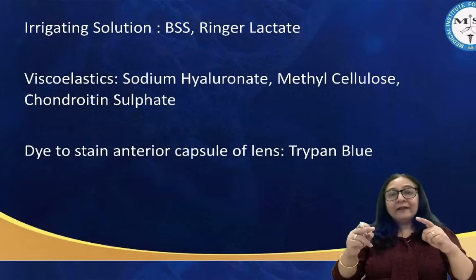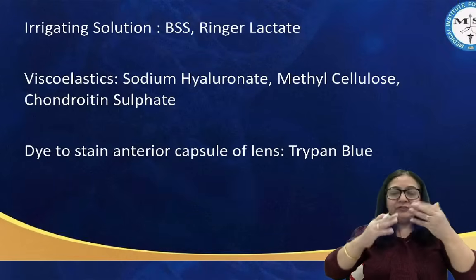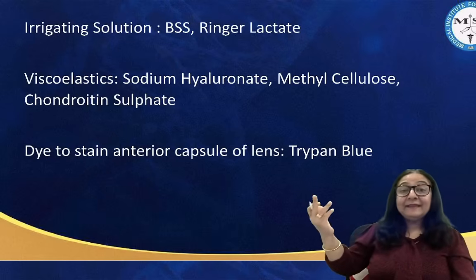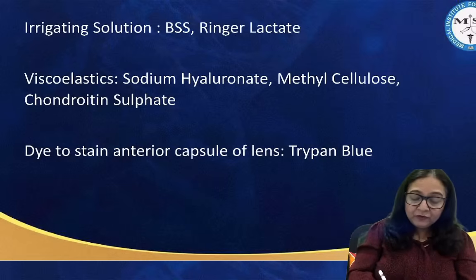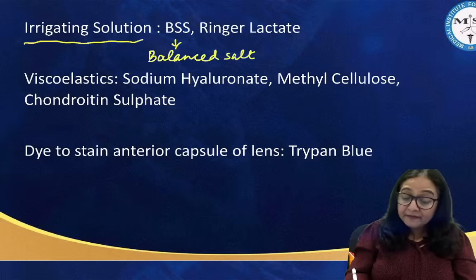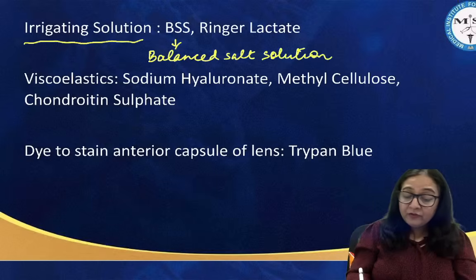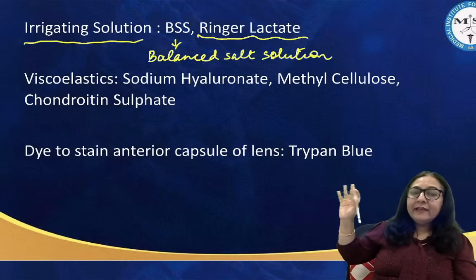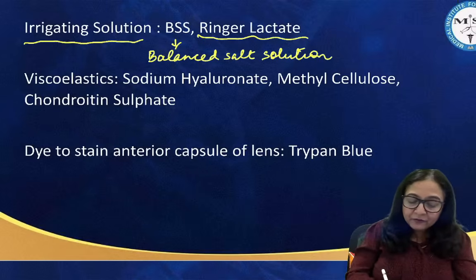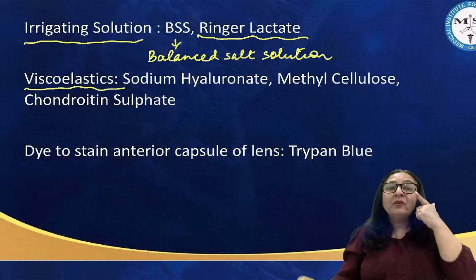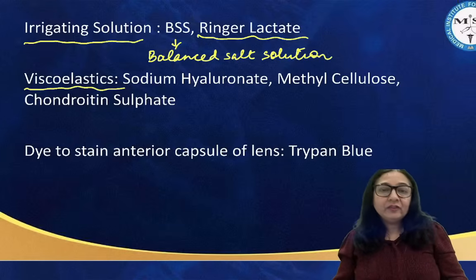Then when you are doing cataract surgery, there should be an irrigating solution, a fluid going constantly within the anterior chamber to replace the aqueous. The solution can be BSS, balanced salt solution, but it is more expensive. We can also use ringer lactate. So ringer lactate or BSS are the ideal irrigating solutions. Then viscoelastics include sodium hyaluronate, methyl cellulose, chondroitin sulfate. A combination of these is available as well.